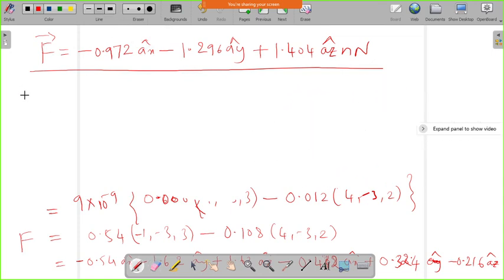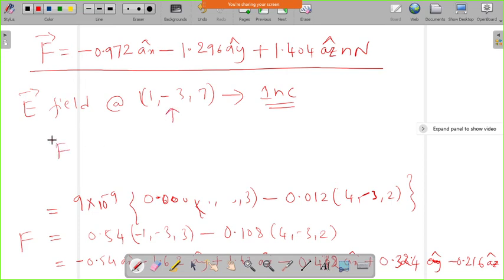So now we have to find part B, which is the electric field at (1, -3, 7). At this point the charge located is 1 nanocoulomb, and we have already found the force. So this is the force.